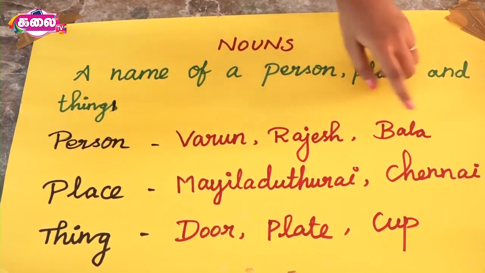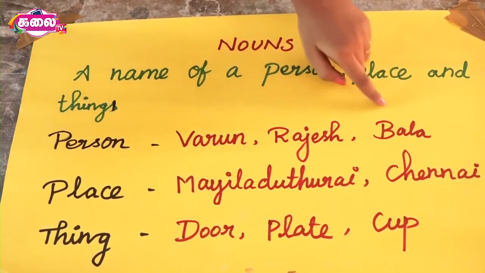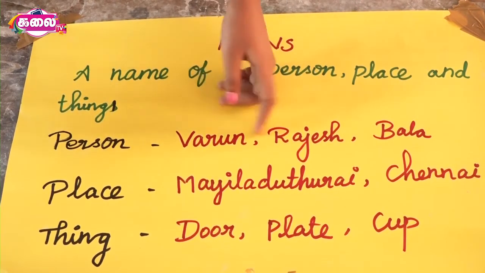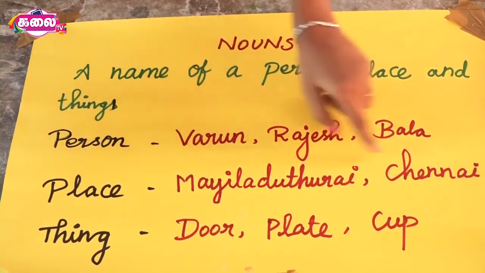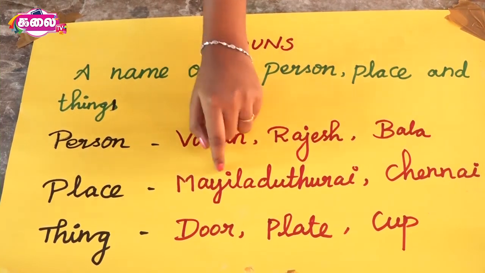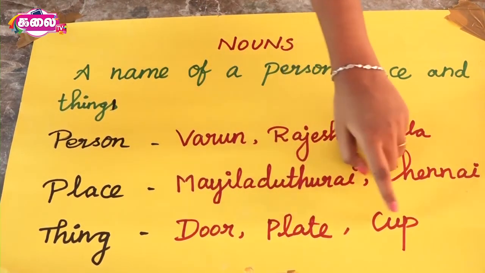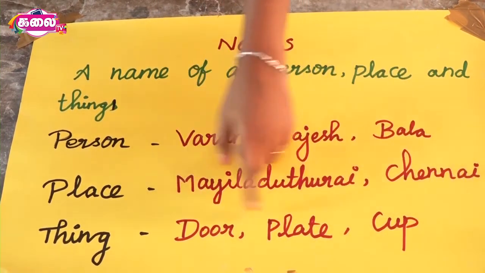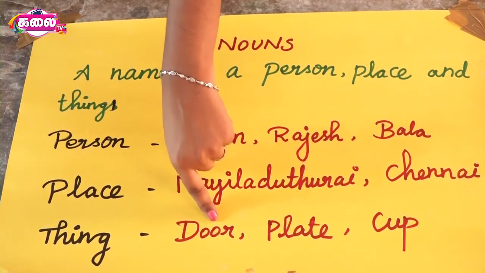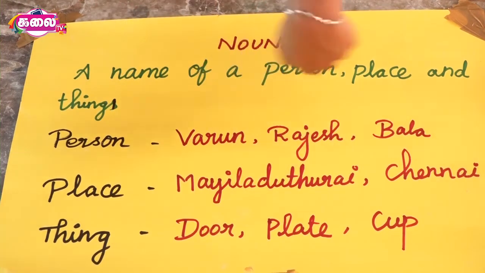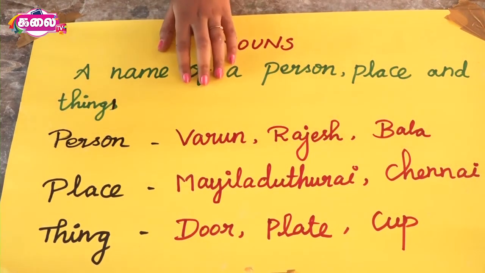Varun, Rajesh, Bala. These are the names of persons. And Mayiladuthurai, Chennai, Kumbakonam. These are the names of places. Door, plate, cup, chair and so on. These are the names of things. And what are these? These are nouns.